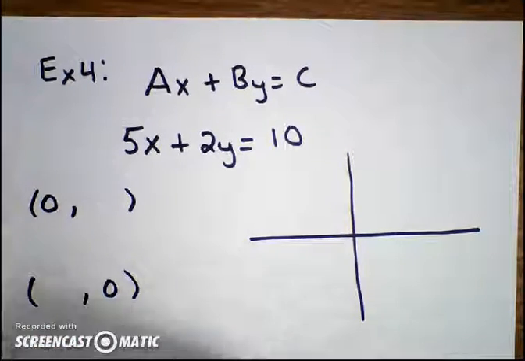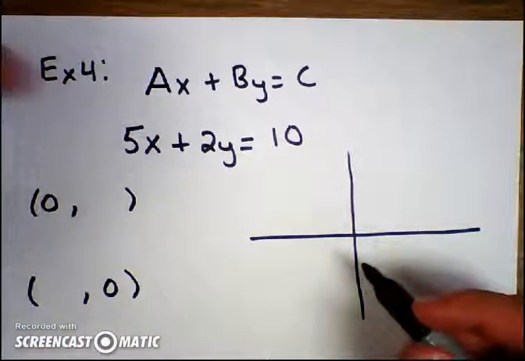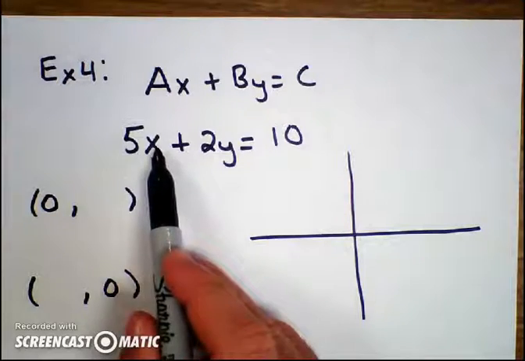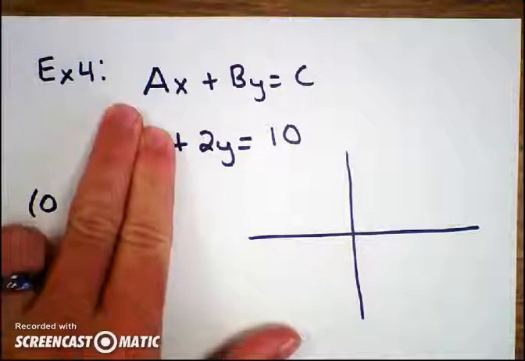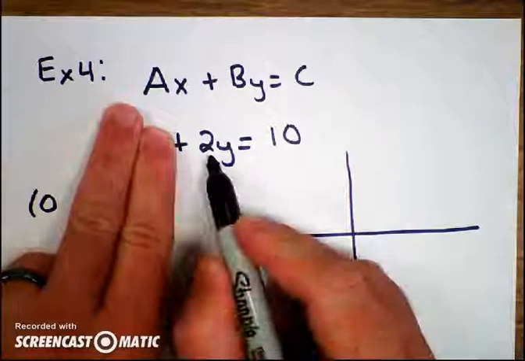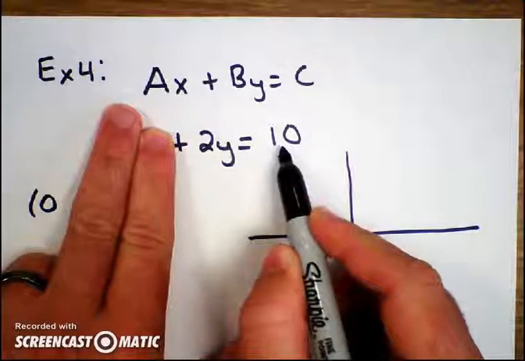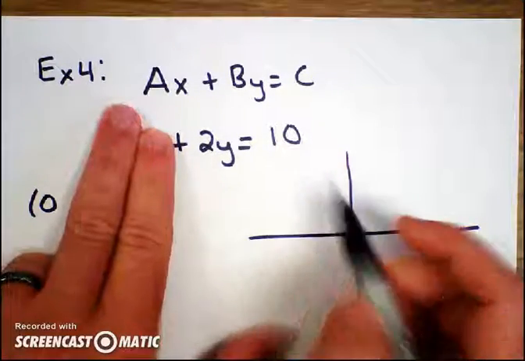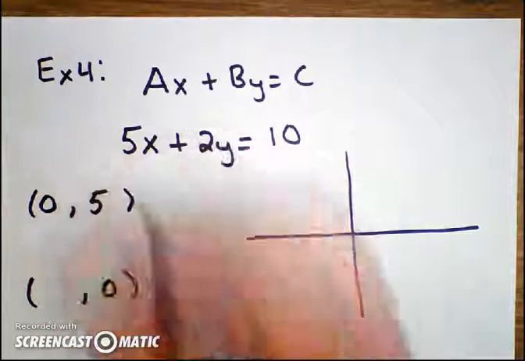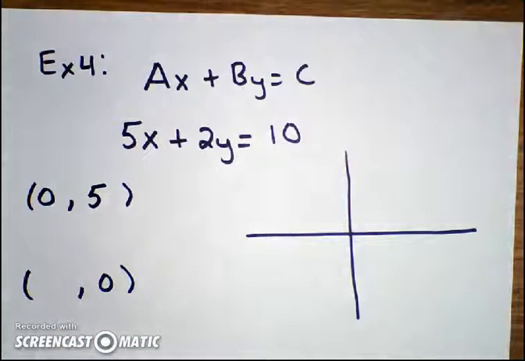This is really simple. If x is 0, if I were to take 0 and plug it in right here, 5 times 0 is 0. So that in essence just kind of goes away. And all I have left is 2y equals 10. Well, if I solve 2y equals 10, I would divide the 2 over. 10 divided by 2 is 5. So I've got one of my intercepts. I'm halfway done.